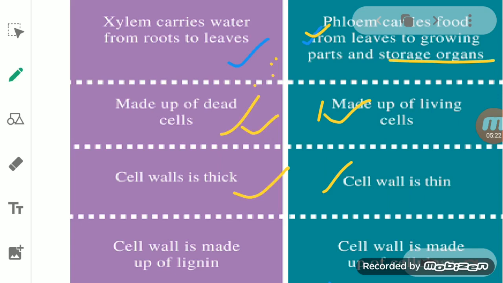Now here the cell wall is made up of lignin, as I am discussing. In the cell wall, the lignification process occurs, and due to which the deposition of lignin occurs. So we can say that the cell wall is made up of lignin. But in case of a phloem, if you see, it is thin and it is made of living cells.